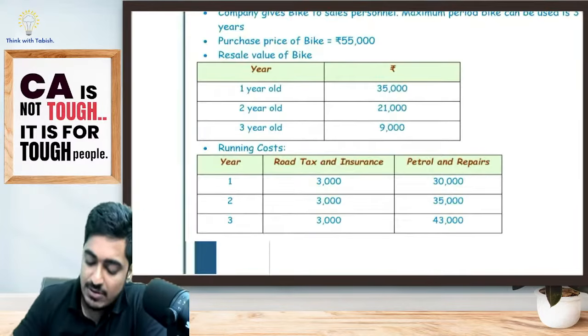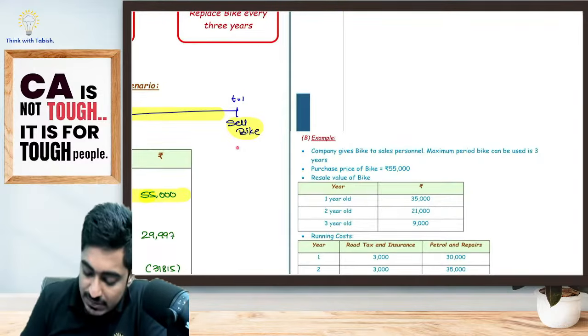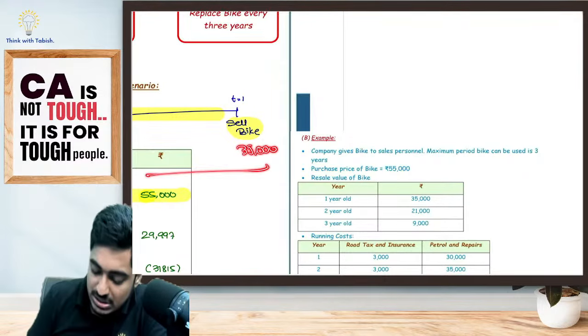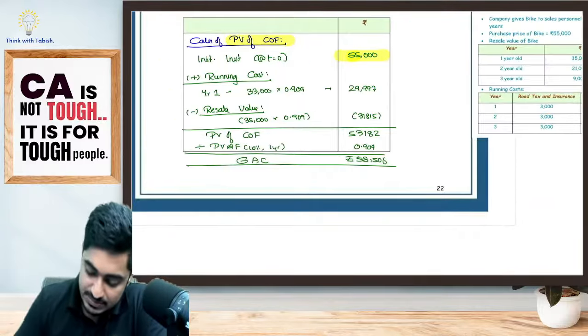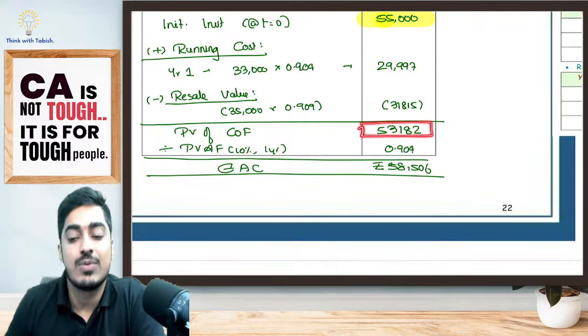How much will be the resale value if I sell the bike in 1 year? 35,000 I will get. Yes, this 35,000 I will get at the first year. I want to know at the 0th year. Yes, bring it to present value terms. Okay, so you get that present value of cash outflow is 53,182.